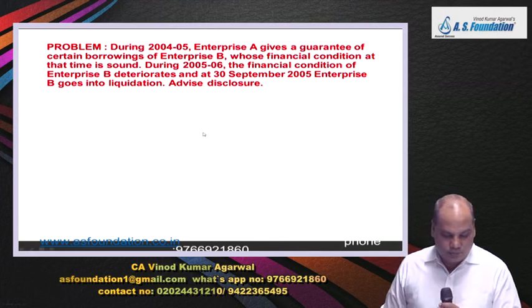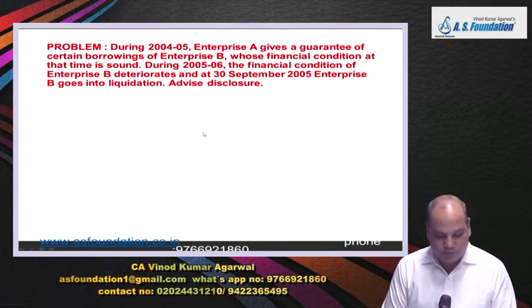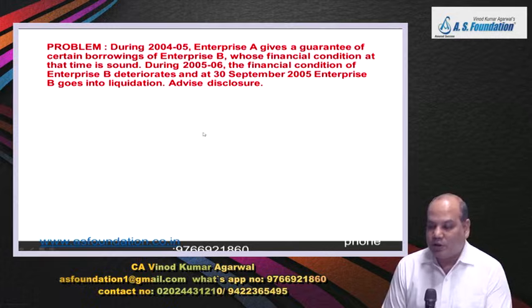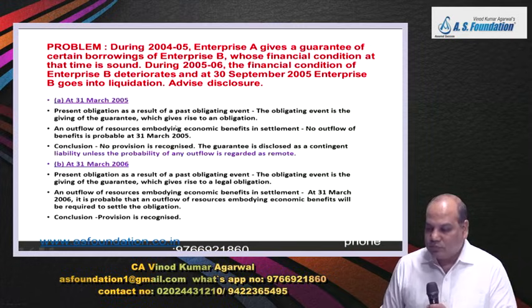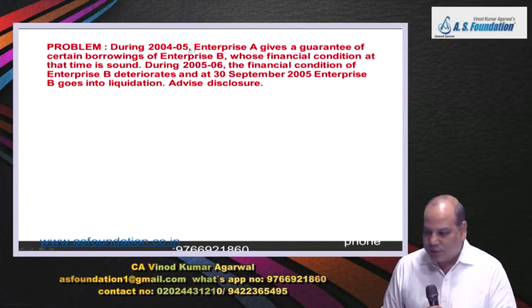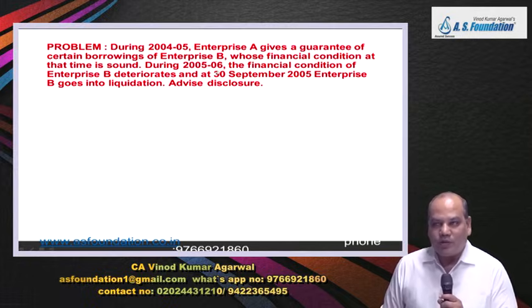Now we'll solve one question. Number 16. During 2004-5, Enterprise A gives a guarantee of certain borrowing of Enterprise B, whose financial condition at that time is sound, good. During 5-6, the financial condition of Enterprise B deteriorates and on 30th September 2005, Enterprise B goes into liquidation. Advise disclosure. First you will answer. On 31st March 2005, what will be the disclosure requirement? On 31st March 2006, what would be the disclosure requirement?